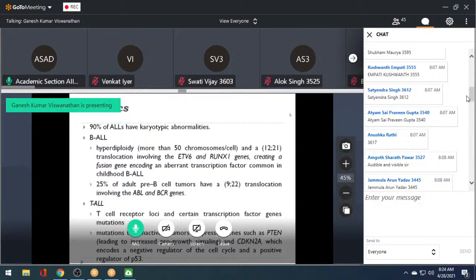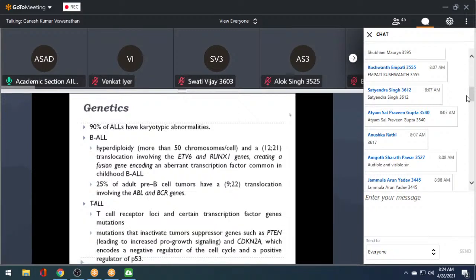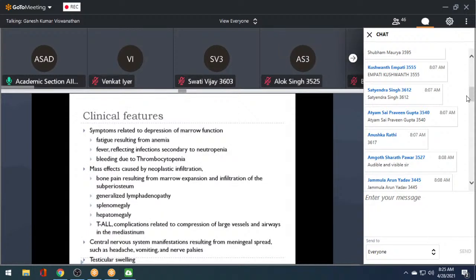T-ALLs, on the other hand, T acute lymphoblastic leukemias, are associated with transcription factor mutations in the T cell receptor locus. These genetic changes activate or deactivate certain genes. So PTEN is a pro-growth signaling factor, and when its normal functioning is affected, this leads to cancer. So in T-ALLs, we frequently see changes in PTEN or CDKN2A, etc., which somehow affect the P53 gene functioning. So that is for the basic genetic changes.